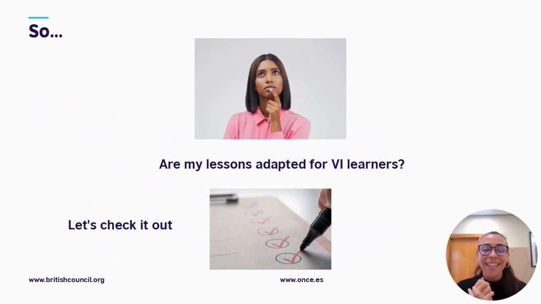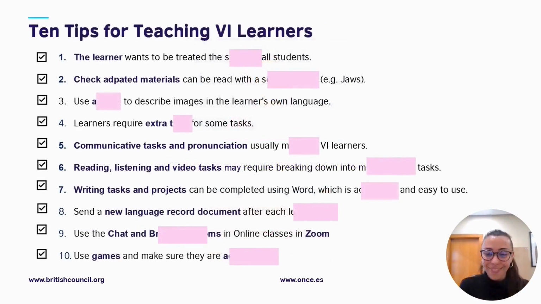So let's think for a while. Are my lessons adapted to visually impaired learners? Let's check it out. Here you have the 10 tips for teaching visually impaired learners. You can read the tips to prove that your activities and your lessons are completely accessible for visually impaired learners. Here you have 10 and I invite you to think about the missing words.